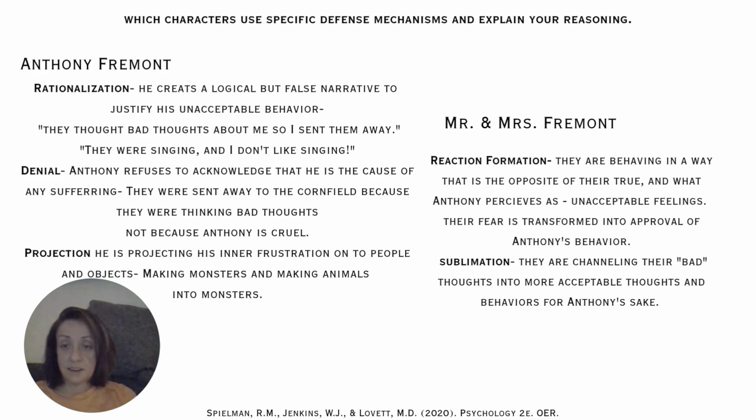Starting with Anthony, one of the defense mechanisms he uses is rationalization, in which he creates a logical but false narrative that, in his mind, justifies his bad behavior. Such as, they were thinking bad thoughts about me, so I sent them away. Or they were singing and I don't like singing. He's in denial as well, so he refuses to acknowledge that he is the cause of any suffering. They were sent away to the cornfield because they were thinking bad thoughts, not because Anthony is cruel.